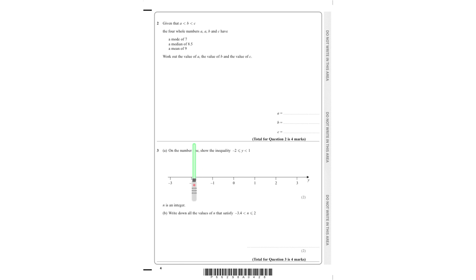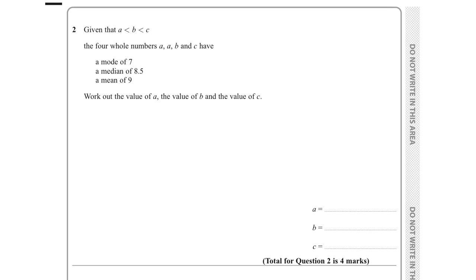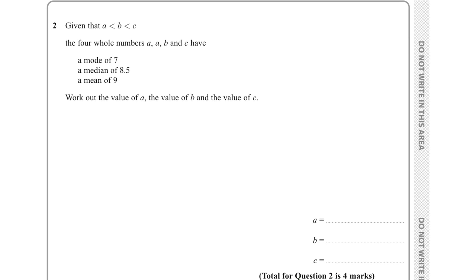Okay, question 2. So, this type of question isn't a show that question. However, let's work through this. Now, basically, how I would approach this question. First of all, we read it. Given that A is less than B is less than C, the 3 whole numbers A, B and C. Okay, so first of all, I know I should read the rest of the question, but I do get a bit confused with A, B, C. I'm literally going to write A, B, C.